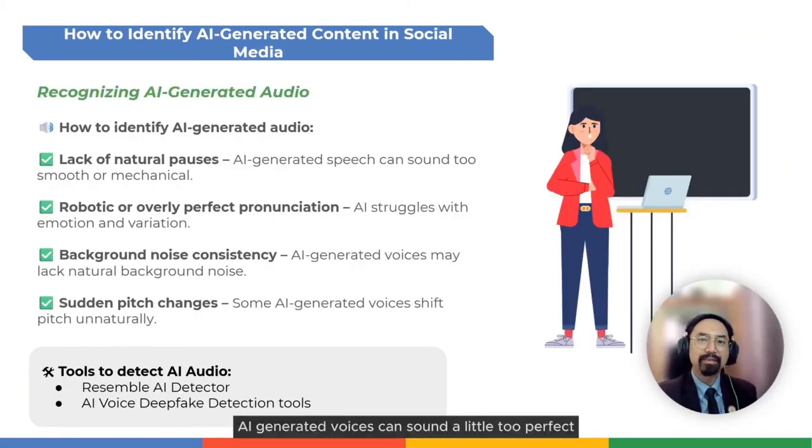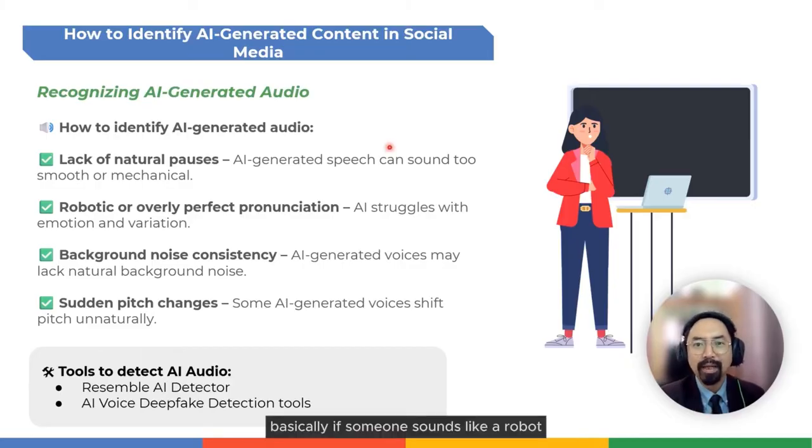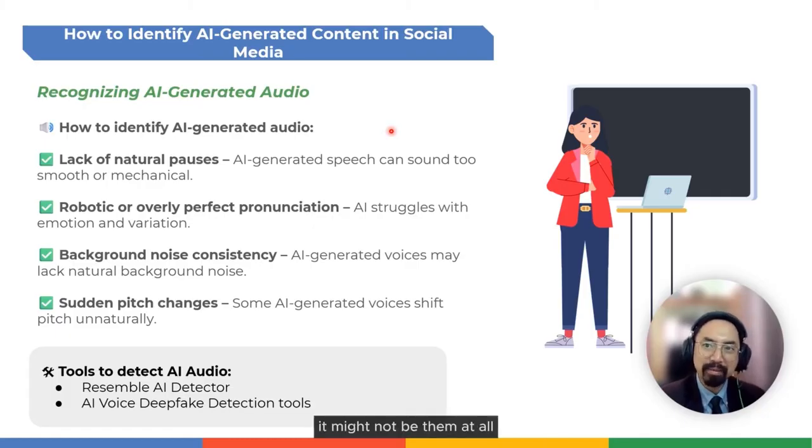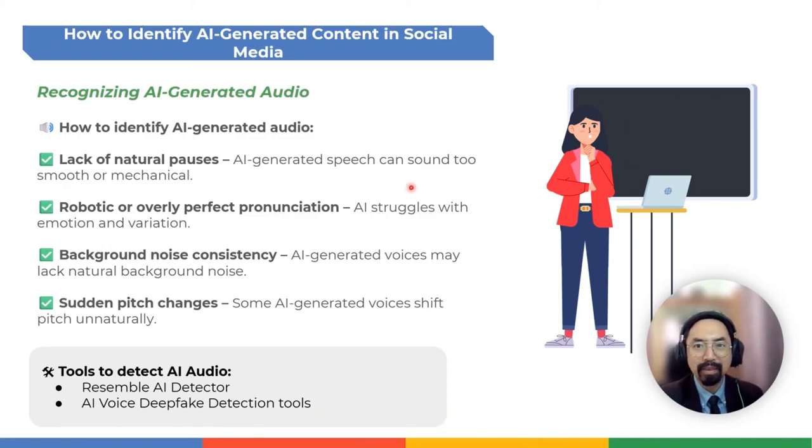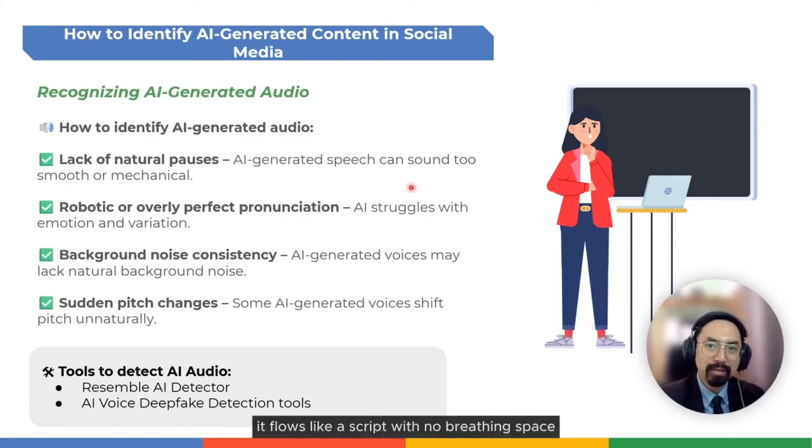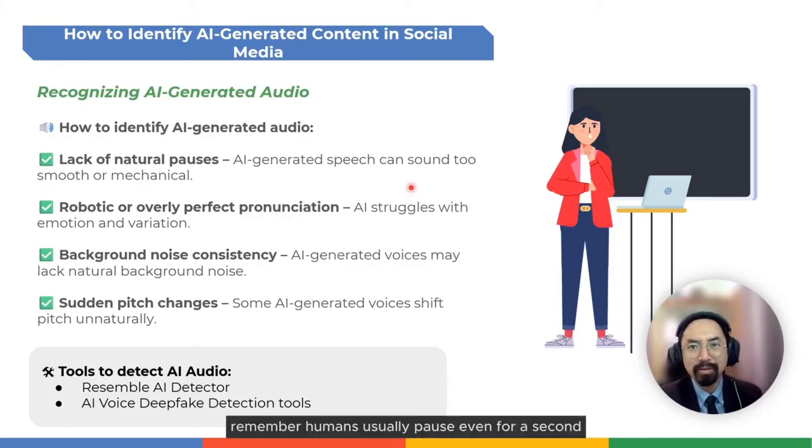AI generated voices can sound a little too perfect. No stutters, just smooth, flawless speech. Basically, if someone sounds like a robot who just finished a public speaking course, it might not be them at all. So here are a few signs to listen for. Lack of natural pauses. It flows like a script with no breathing space. Remember, humans usually pause, even for a second.